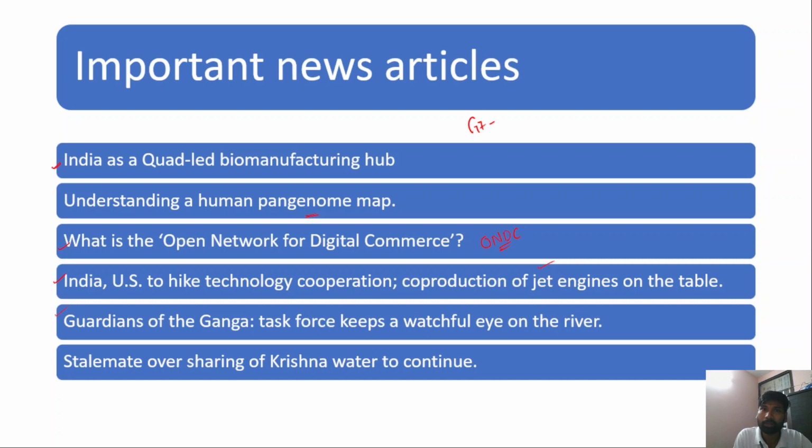Now, the fifth article is about the Namami Gange program. As part of the Namami Gange program, a few volunteers were appointed to maintain the cleanliness of river Ganga and also check the pollution levels on river Ganga, apart from reporting poaching incidents.